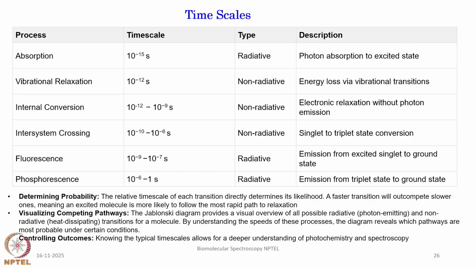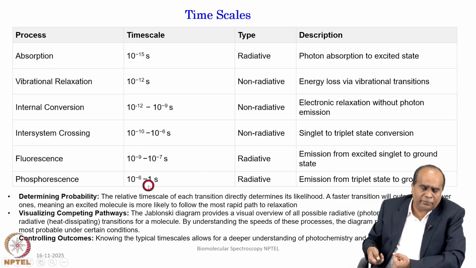By understanding the speed of these processes, the diagram reveals which pathway is the most probable. If we look at vibrational relaxation, it is faster compared to fluorescence. That means the probability of non-radiative decay is higher than fluorescence. Fluorescence is more probable than phosphorescence. Intersystem crossing is more or less similar to fluorescence, so it can go to intersystem crossing or fluorescence. That is what the Jablonski diagram gives, and knowing the typical time scales allows one to control the outcome, leading to a deeper understanding of photochemistry and spectroscopy.